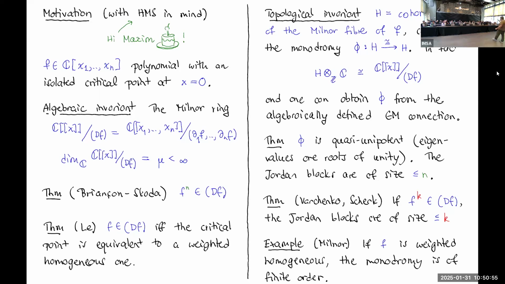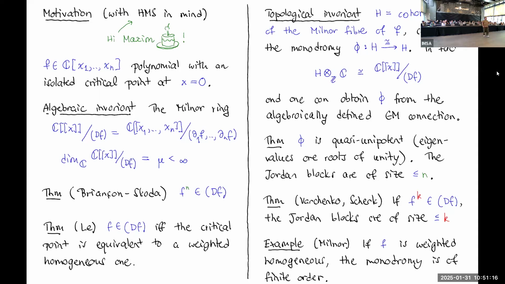It's hence of finite order because of the eigenvalue condition. And that's actually true. Because we know from Lee's theorem, if F lies in the Jacobian ideal, it is weighted homogeneous, and one of the first examples that were computed is that if you have a weighted homogeneous singularity, then the monodromy is of finite order. It's a very straightforward argument. Okay.